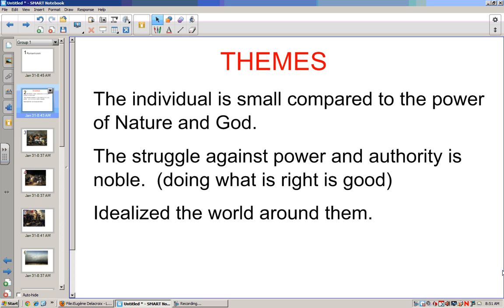about the idea of the individual is small compared to the power of nature and God. However, the struggle against power and authority is noble. Doing what is right is good, and so the individuals should still do this. Sometimes that creates this hopeless feeling that they might have, but we're going to do it anyway. And romantics idealize the world around them. Okay. So those are some of the themes we want to look for in this presentation.